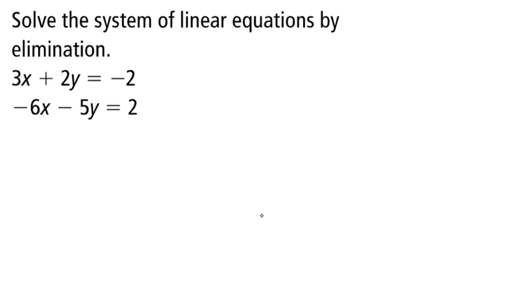So we've got 3x plus 2y equals -2, -6x minus 5y equals +2. And remember, when we solve a system of equations, we're trying to determine the x and y value that work for both equations, right? If we have a two-equation system.